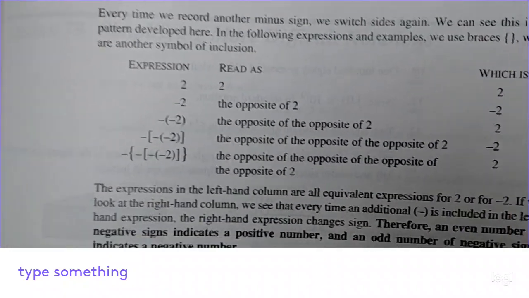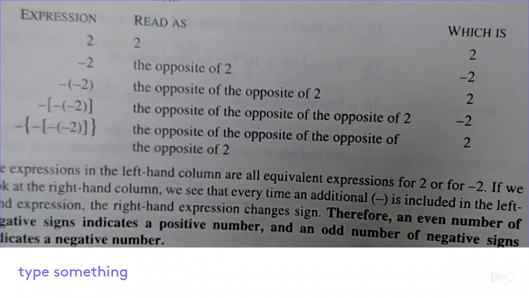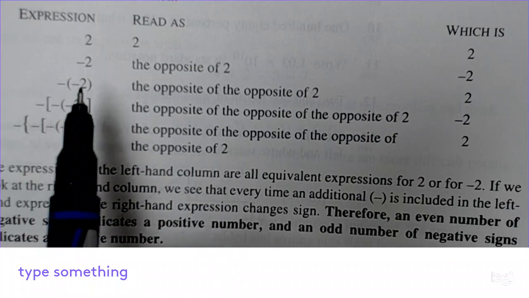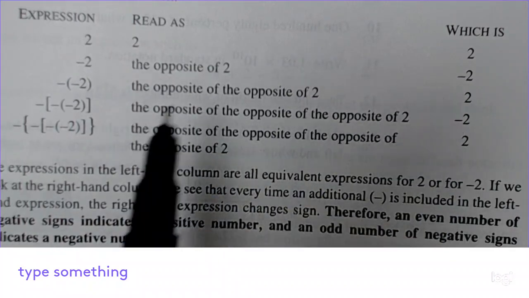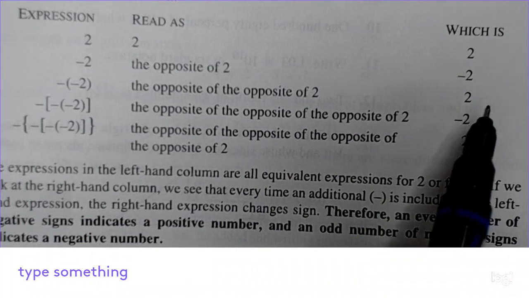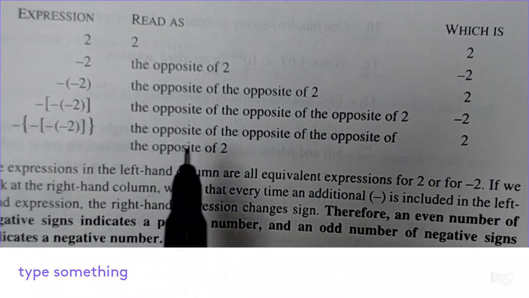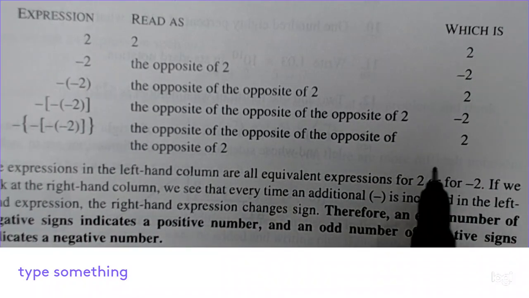So what we can see here on this example is we've got 2, and that's just going to be the number 2. Whereas the opposite of 2 is going to be negative 2. The opposite of the opposite of 2 is going to be positive 2. The opposite of the opposite of the opposite of 2 will be negative 2. And the fourth one will be positive 2.